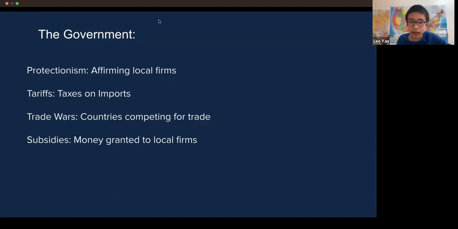And yes, it's kind of unfair if you're not a local firm, because the government of the country that you're operating in will always prefer their own firms compared to firms in other countries.